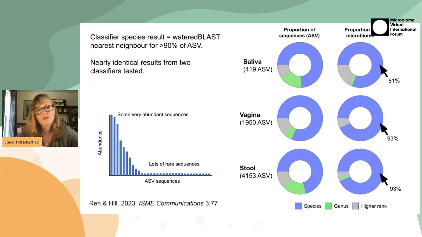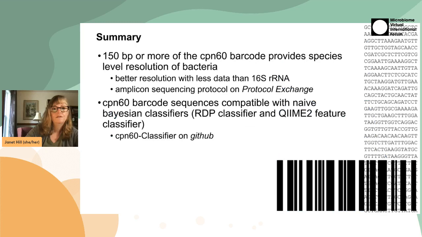And if you look at the pie charts on the right, the first column there, the proportion of ASVs that were classified to the species level is shown in purple. And it's by far the majority of sequences. But we know, if you take a look at the histogram on the left, that in a microbiome we always have some ASVs that are present at very high abundance and some that are extremely rare. And so if we look at the proportion of the microbiome that the sequences represent, that's in the right-hand column of pie charts there, showing us that we, in fact, are classifying the vast majority of the microbiome to the species level using this approach, with 150 base pairs from the 5' end of the cpn60 barcode.